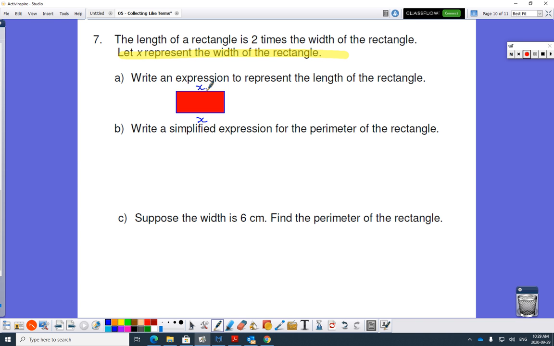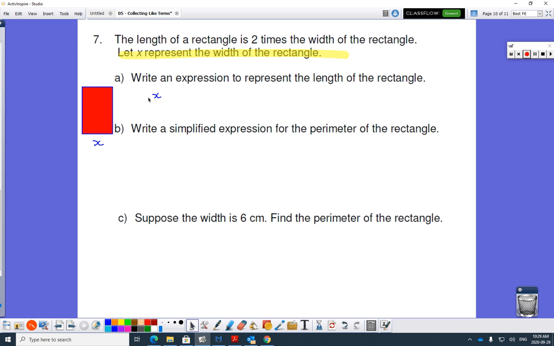So there's X on the rectangle. X is the width. And it says the length is 2 times the width. Well, suddenly I don't like my picture very much. When I started the picture, I thought it was pretty good, but now I'm not too fond of it. So let me just see if I can modify my picture a little bit here. Oh, yeah. There we go. I'll put it over here.